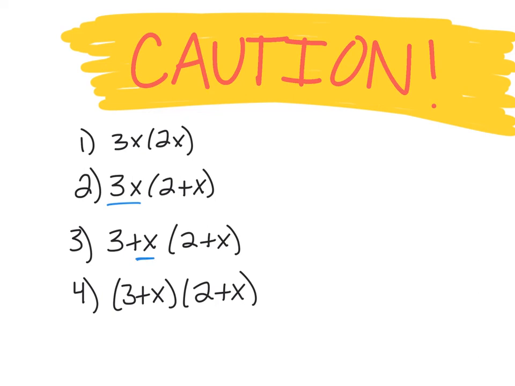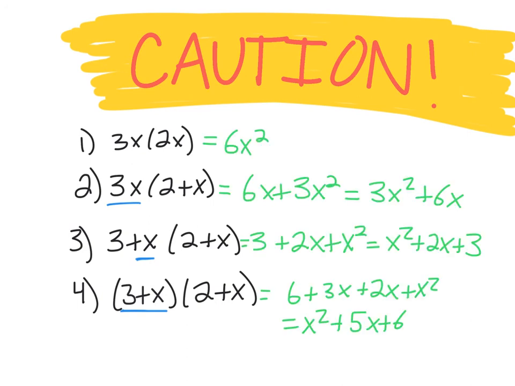Now, in the fourth one, since there are parentheses, I'm multiplying this whole first binomial to the 2 plus x. So therefore, it will have a different answer than number 3. I'll write out these answers just so if you were curious, you could check your own. And I've also rewritten them all in standard form if they were not in standard form to begin with.